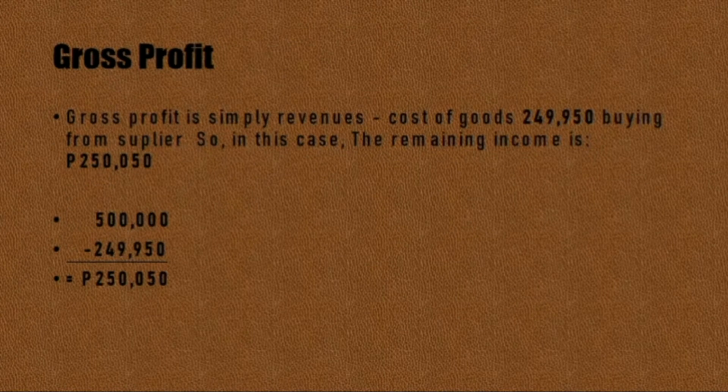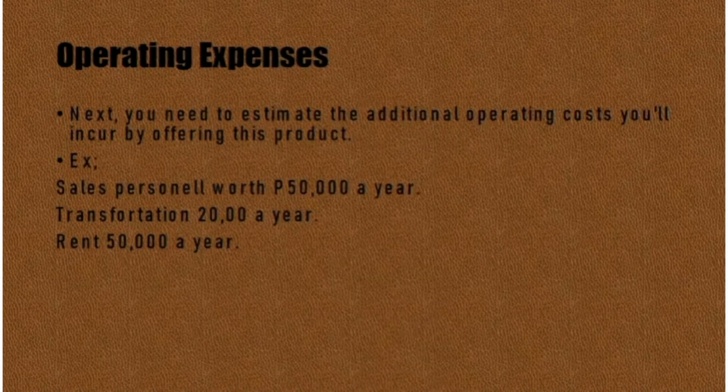Next is gross profit. Gross profit is simply revenues minus cost of goods, the 249,950 for buying from the supplier. So, in this case, the remaining income is 250,050 pesos.